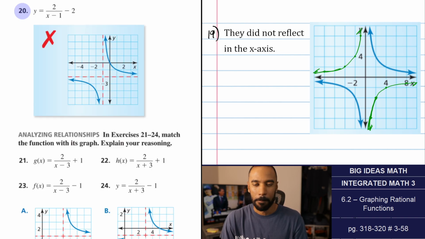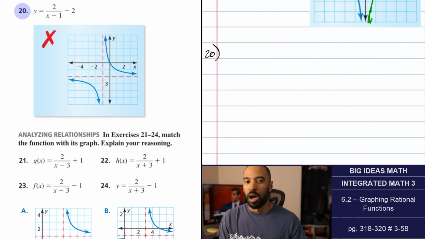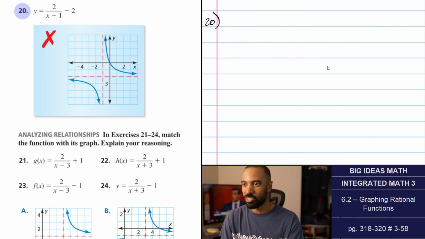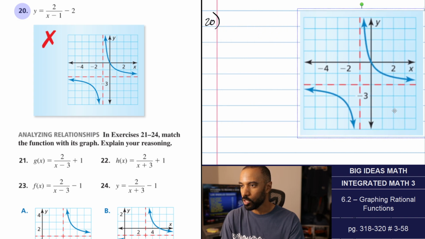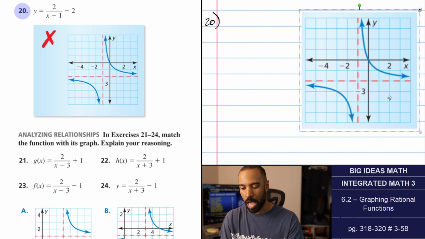Let's go to number 20. 2 over x minus 1, minus 2. If I'm going to make a guess without looking at the graph, I'm guessing they translated the wrong direction. All right, let's see. 2 over x minus 1, minus 2. Yep. So they translated to the left instead of to the right. That's what they tend to do on these translation problems. Rest of the graph is probably correct, but when I correct it, I probably want to make my own this time because there's going to be overlap on this one.